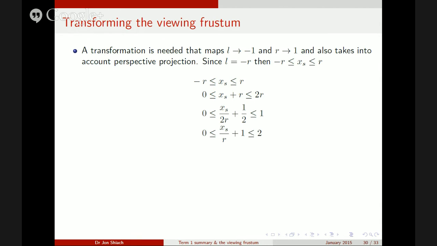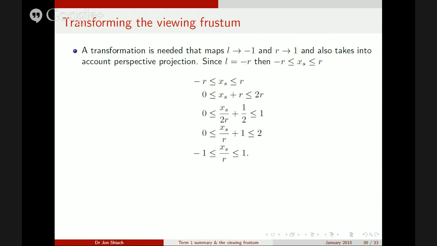Okay, what have I done here? I've multiplied both sides, all sides by 2. Okay, so multiplied throughout by 2. Subtract 1, and we get that. So this is our mapping. So I've mapped the XS coordinate, so it's between -R to R, and now if I divide XS by R, it's now between -1 and 1. Okay, so that's transforming it.